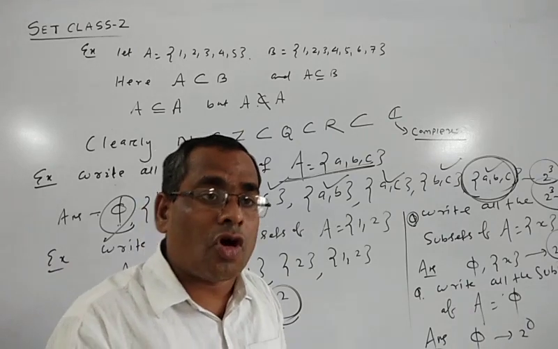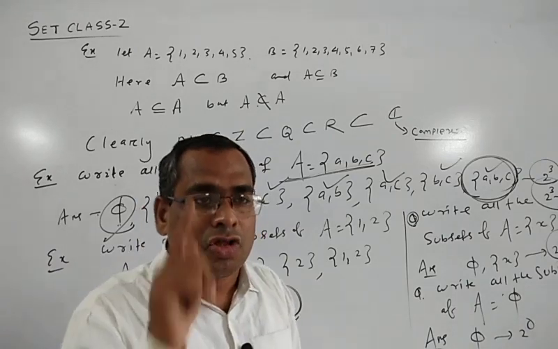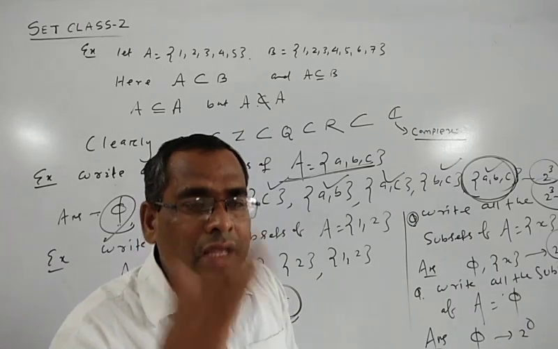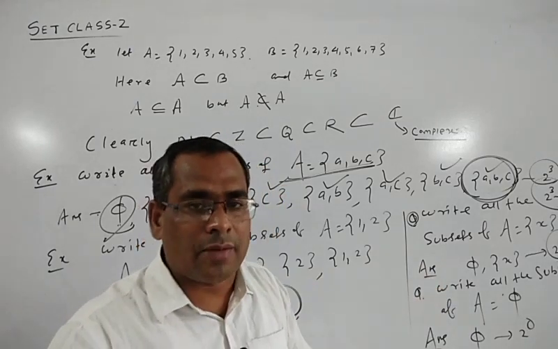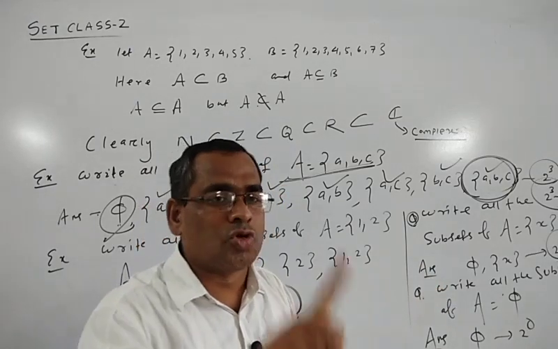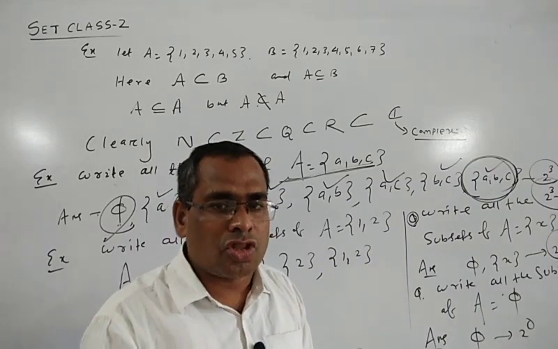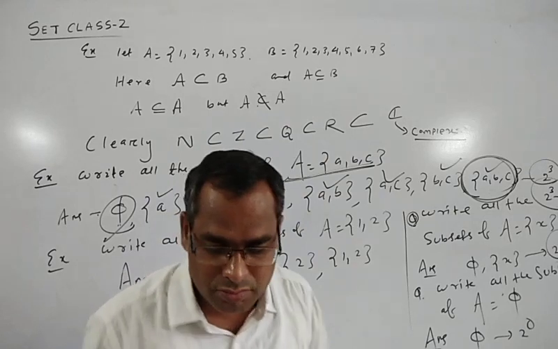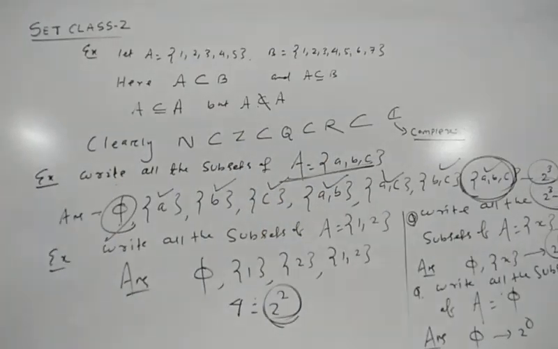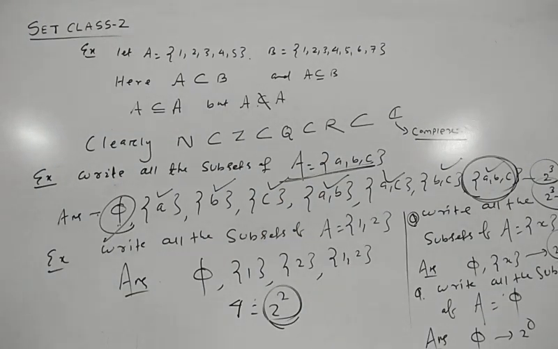Number of non-empty proper subsets. Non-empty proper subset means we have to neglect the empty set, and neglect the set itself, so subtract both. So 2 to the power n minus 2. So the number of non-empty proper subsets is 2 to the power n minus 2. Okay. Do you understand? What is the number of subsets? What is the number of non-empty subsets? Non-empty proper subsets. And what will be the number of proper subsets?